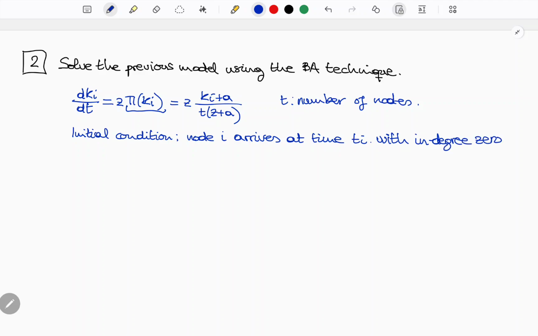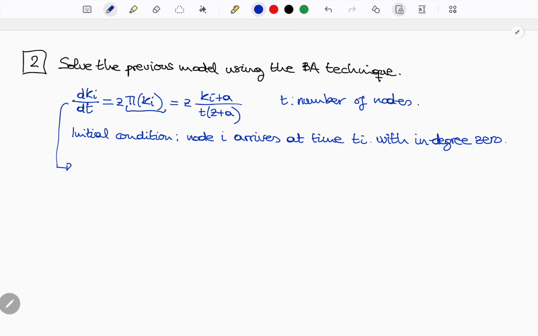Remember that in the Barabasi-Albert model, we were dealing with an undirected network, and nodes arrived with m links. So the initial condition was m. In this case, a node arrives with not m but z outgoing links, but the initial in-degree is 0, and that is why we have to include this parameter here. So we are going to solve this equation.